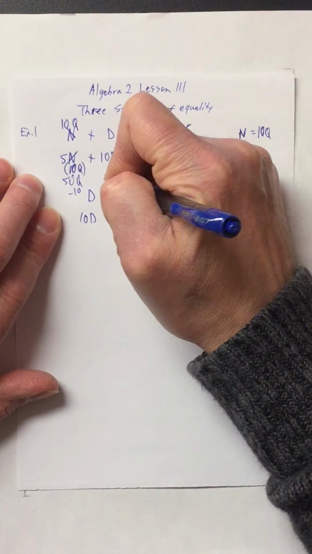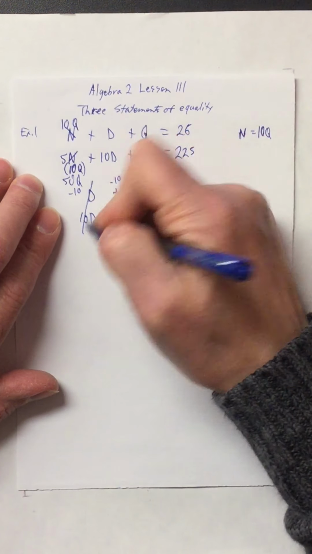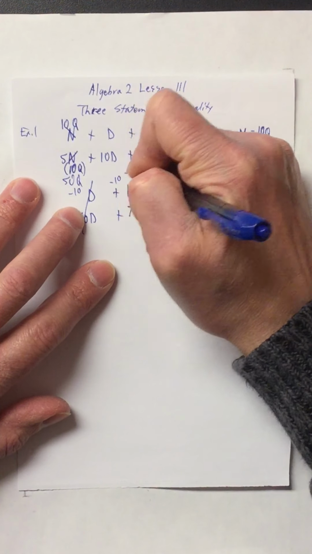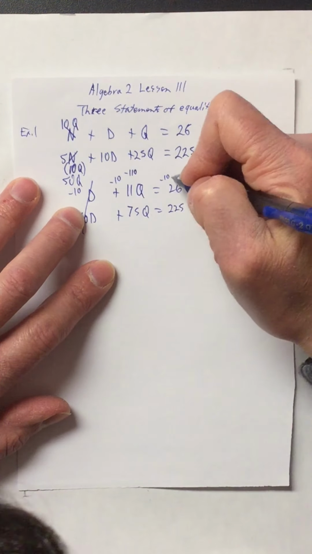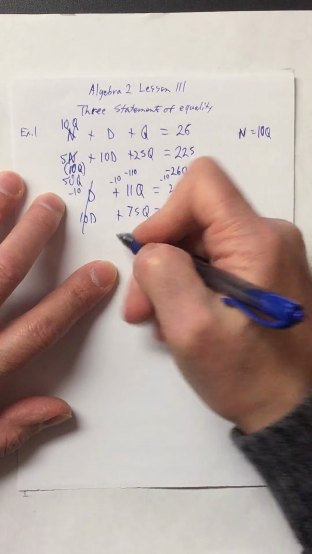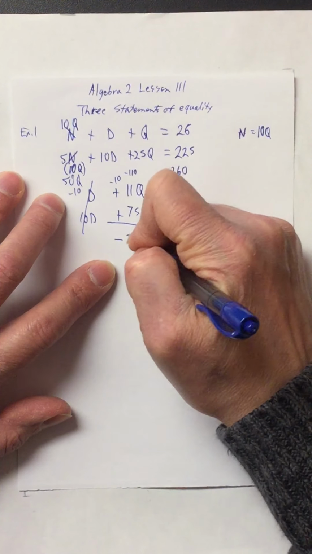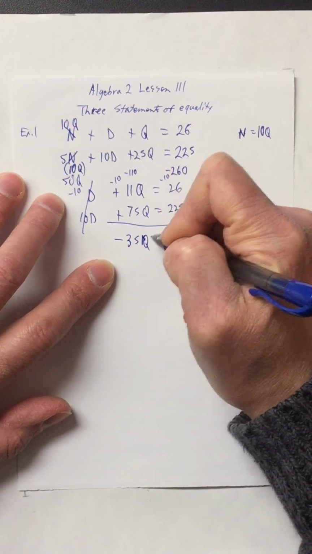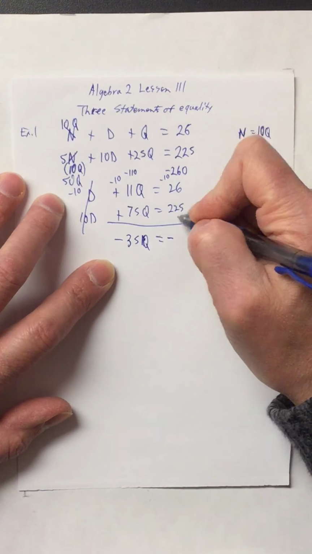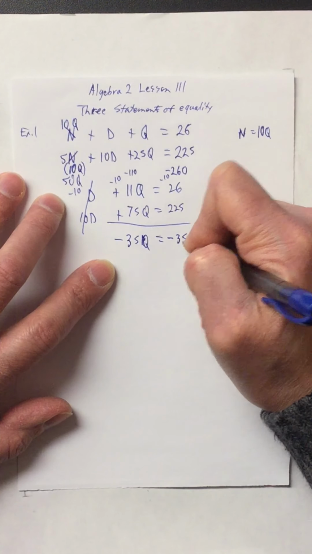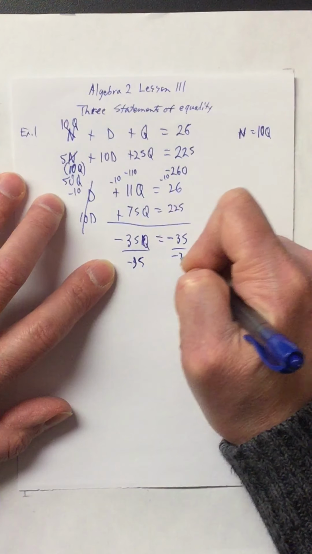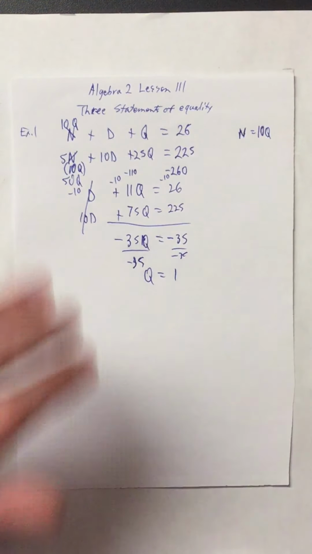So let's multiply the top by -10. And that cancels our dimes out. That looks like it gives us negative 110 for quarters there, and then negative 260 there. So when we add these, it looks like negative 35 quarters is equal to negative, and then this looks like 35 there. So divide by negative 35, by negative 35, and it looks like we have 1 quarter.